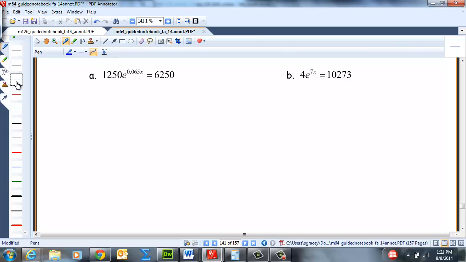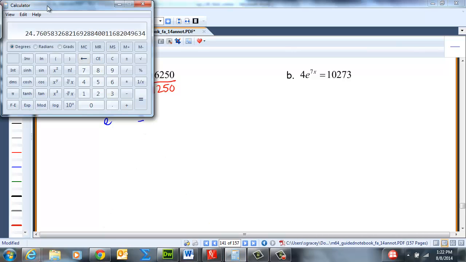Okay, let's see how you did. Here, remember you need to isolate the exponential before you evaluate the natural log of both sides. If I divide both sides by 1,250, I will have e to the 0.065x is equal to 6250 divided by 1250, and we get 5.